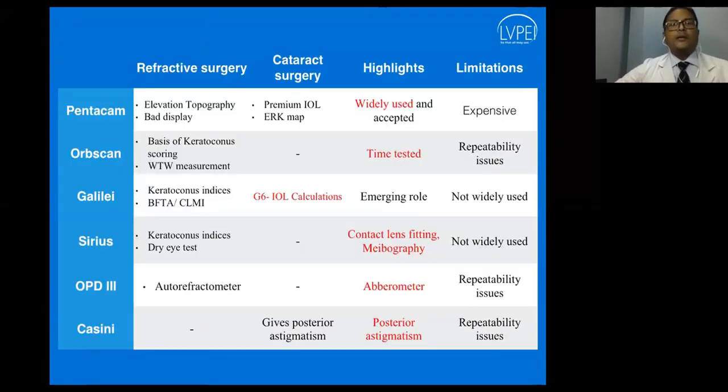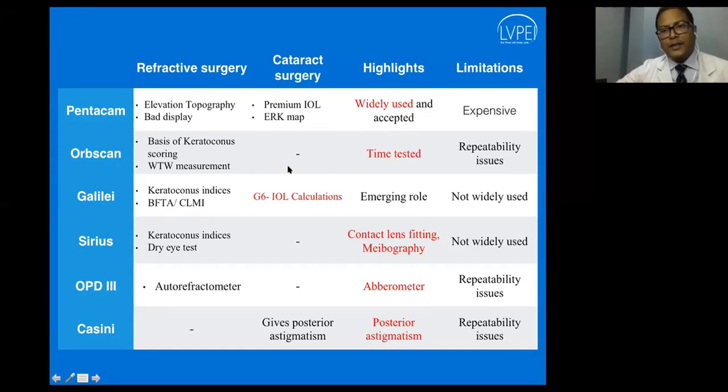So when we see across the board, these are some of the common topographers that are in clinical use. One is the Pentacam, which is very widely used, as also seen by our poll. Most of our users are using Pentacam in their clinical practice. It has an elevation display. It has a Belin Ambrosio enhanced ectasia display. It helps in premium IOL planning and in ERK maps. So this is widely used and accepted. However, it may be a little expensive compared to the other topographers that are in use.